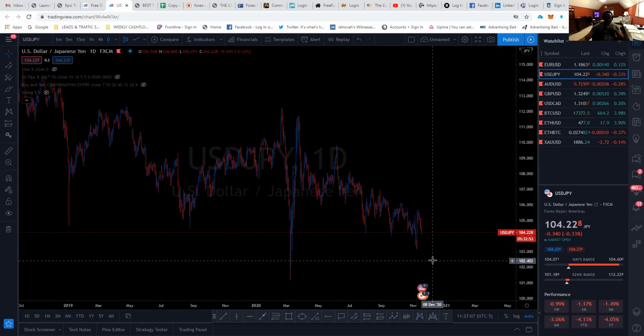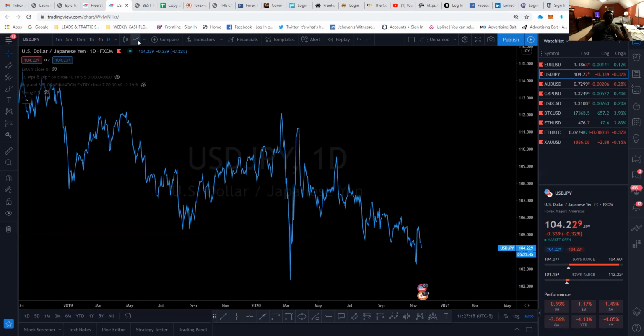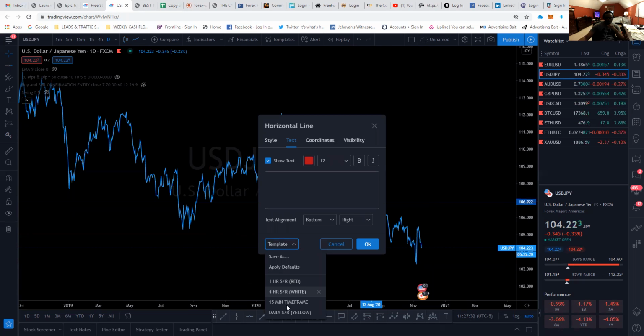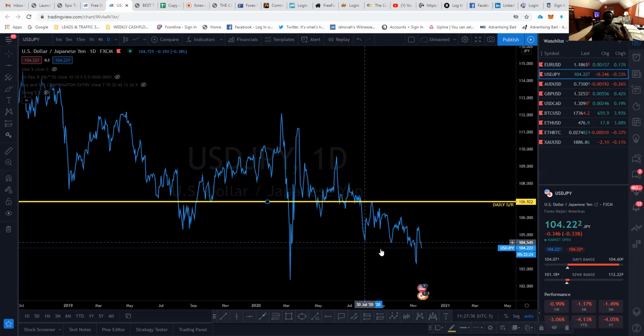Now I'm going to explain exactly what support and resistance is and what market structure is while I'm marking up this chart. So I'm going to switch to the line chart. The first thing we're going to want to do is find the most recent high. That's the very first thing we want to do. So the most recent high I can see is right here. So we're going to mark this as a daily zone, and it's going to be labeled on the left side here, daily support and resistance.